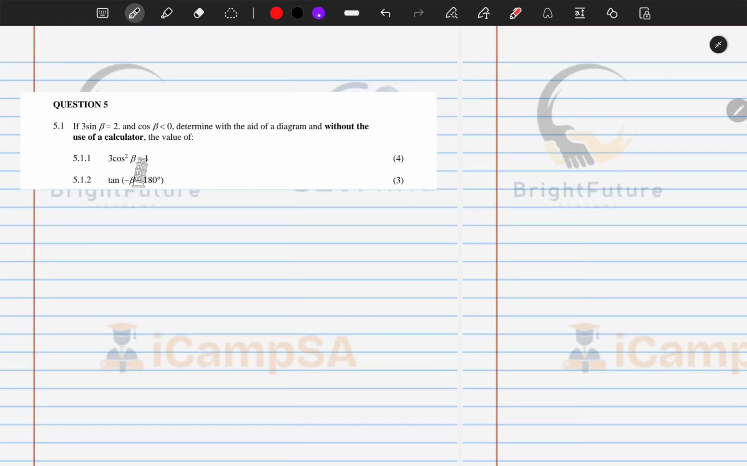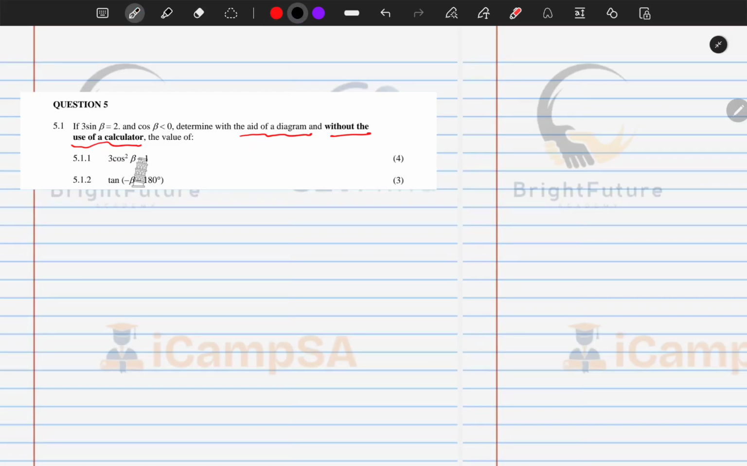So the most important thing here, when they say determine with the aid of a diagram, it means that the diagram will be very important in us answering this question, right? And it's also important that we don't use a calculator in solving this, right? So let's get into it.